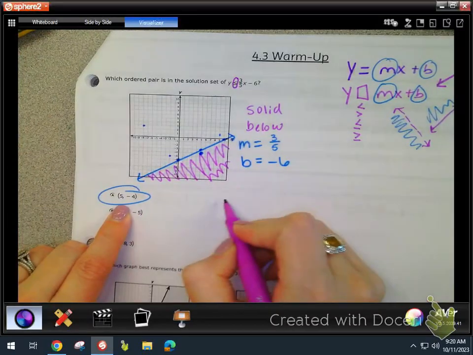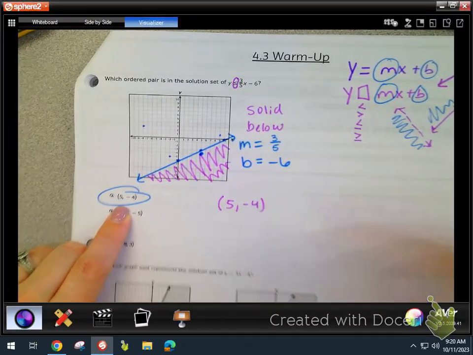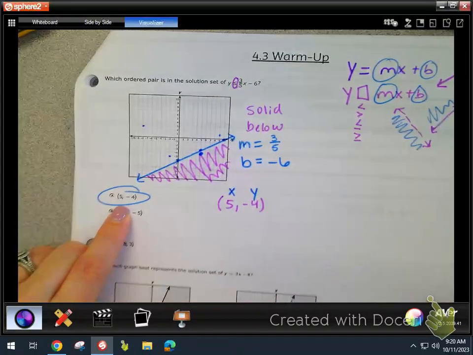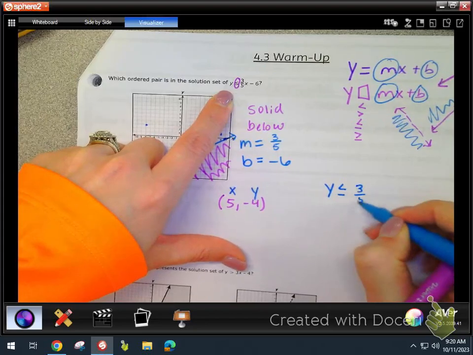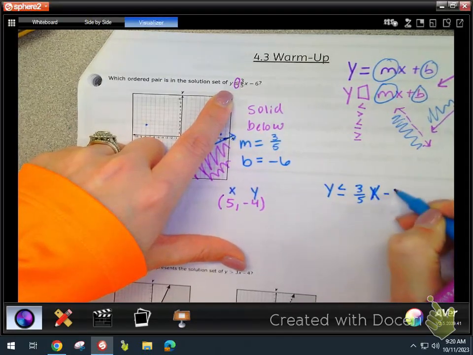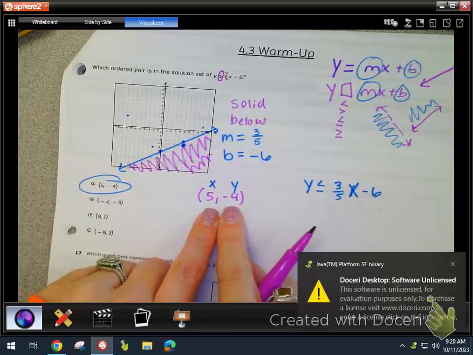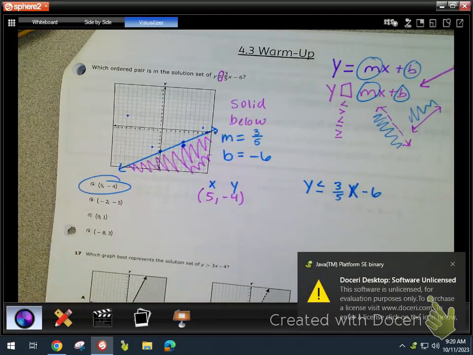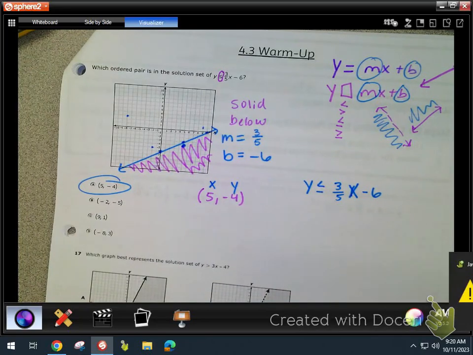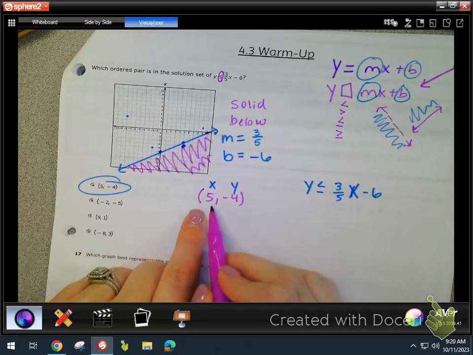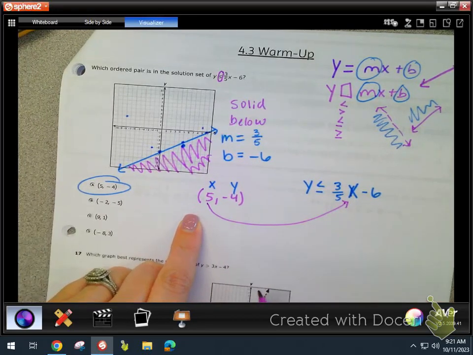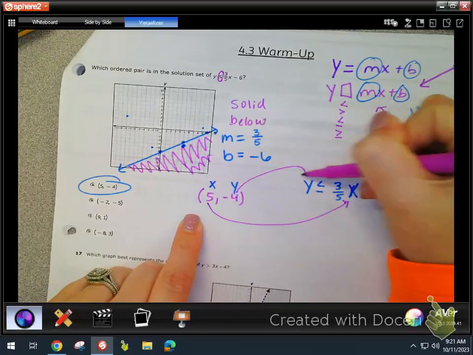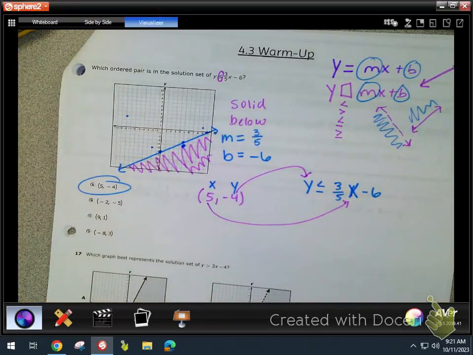We do know it's the right answer, but just so you can see, if I want to check the point 5, -4, that's a point. That's an x, that's a y. They gave me the inequality, y less than or equal to 3/5 x - 6. What can I do with that? If I didn't have a graph, or I just wanted to work faster, you're going to have to do a problem like this on your test, so we should practice it. What do I do with that 5? I replace it with the x. What do I do with that -4? And if it is a solution, do I get a true or a false?